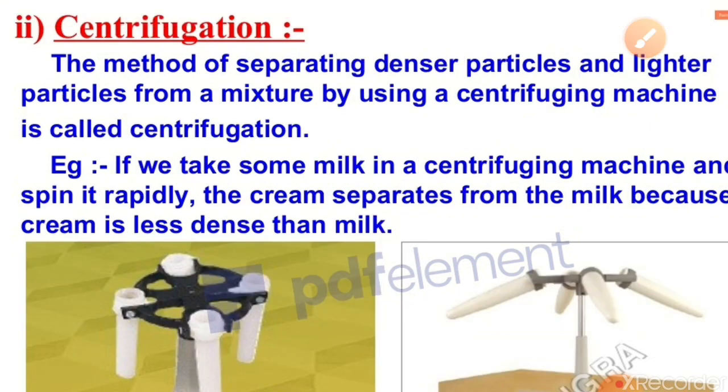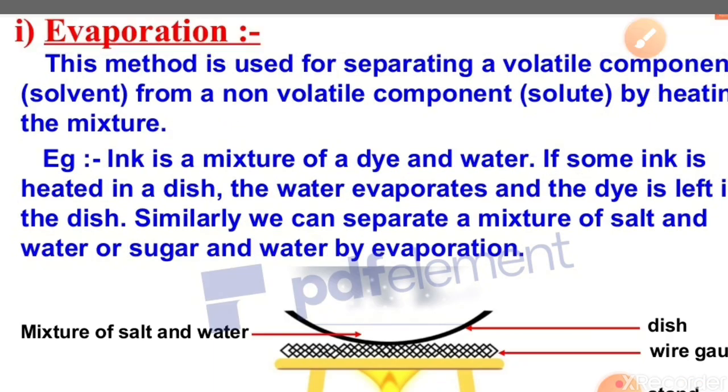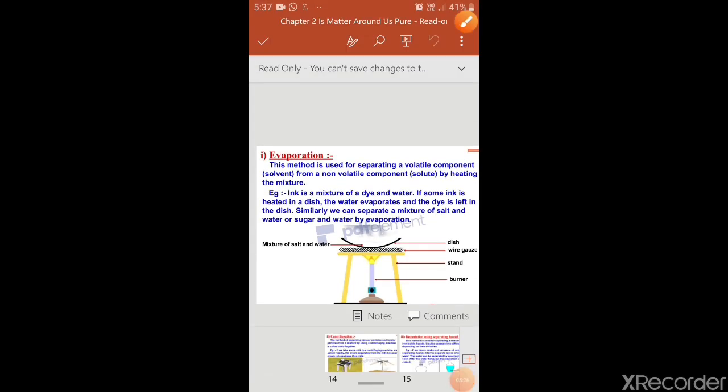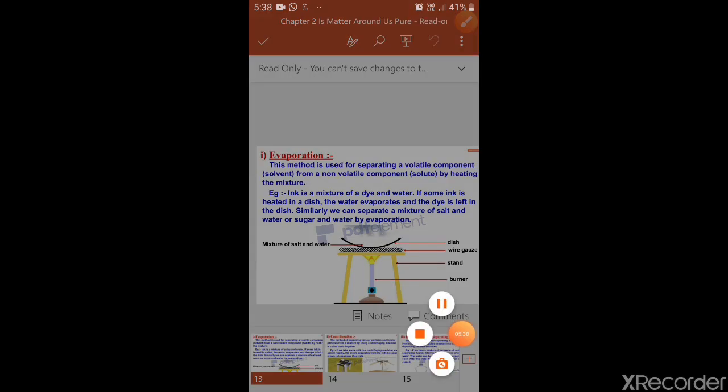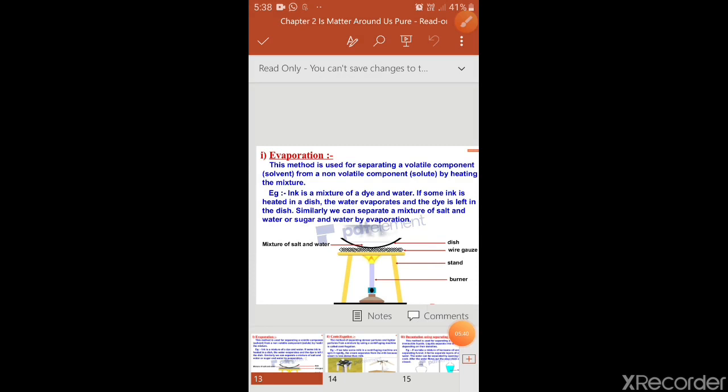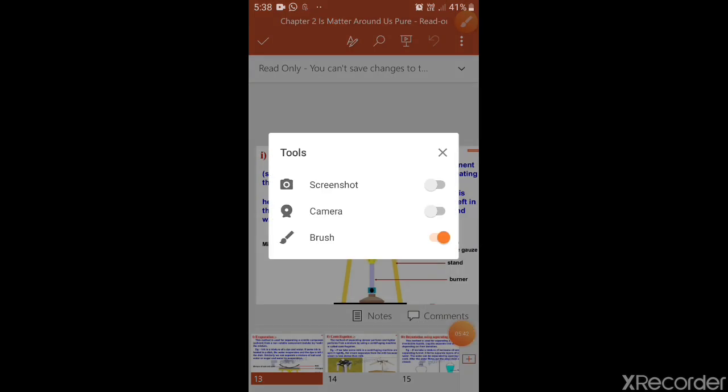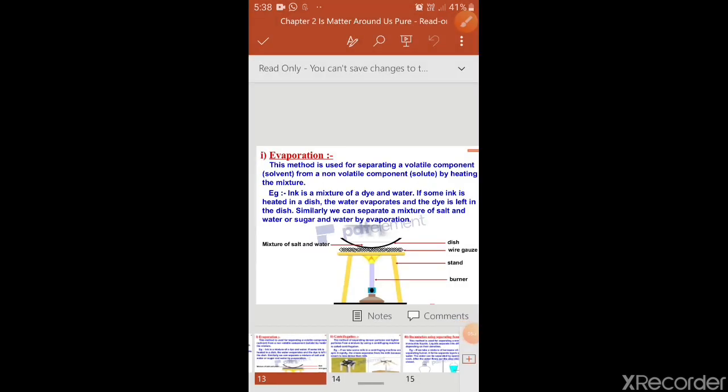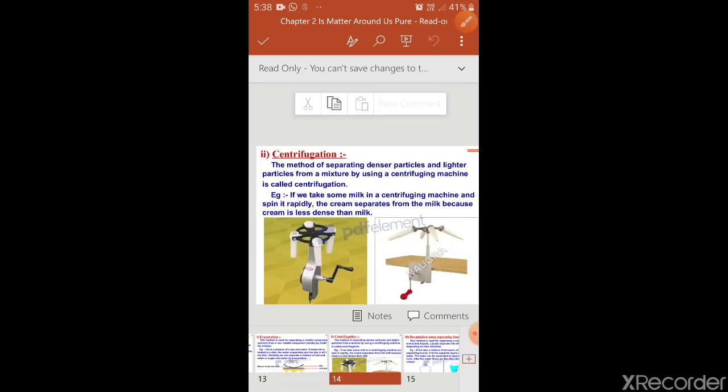So you can see here, a mixture of salt and sand. In this diagram you can see this is a dish, this is wire gauze. All these things are easily available in the school lab: a dish, then wire gauze, stand and a burner, so we can do these experiments in our lab also.